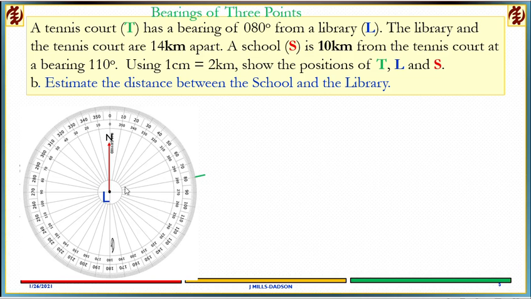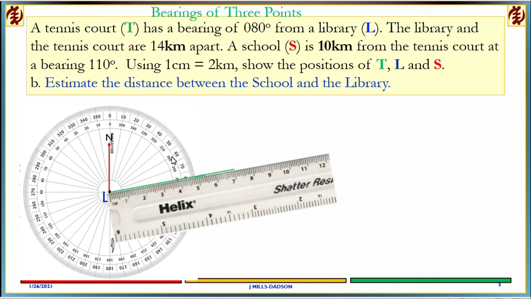Okay, that's my 80 degrees. But the distance between the library and the tennis court is 14 kilometers, and you need to understand the scale. 1 cm is 2 kilometers. So if it is 14 kilometers, what should that be? 2 times 7 is 14. So 1 times 7, 7 cm. So measure 7 cm. Okay, that's my 7 cm. The end point of it will be my tennis court.